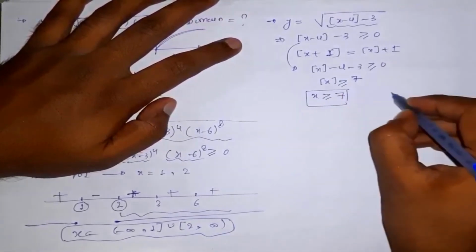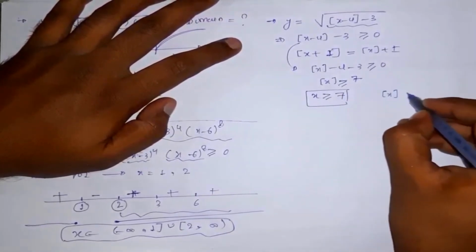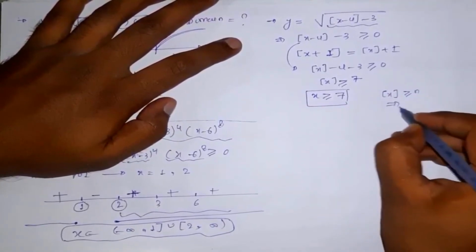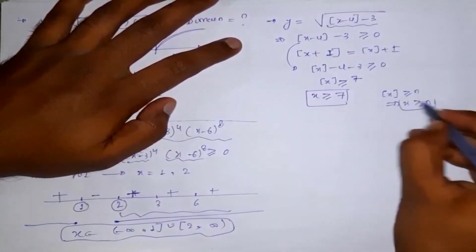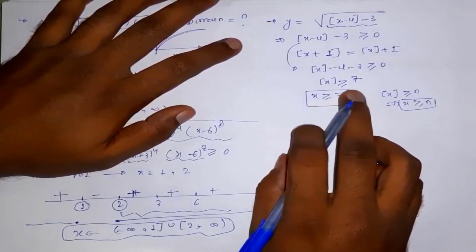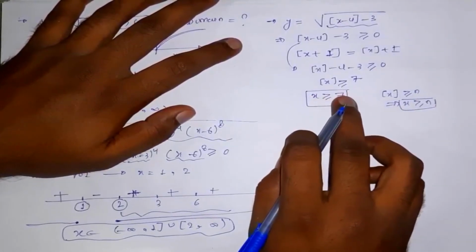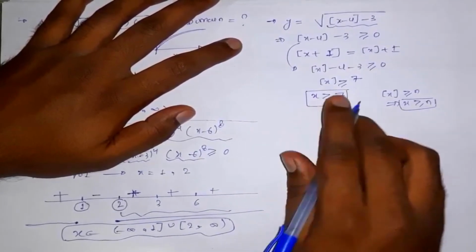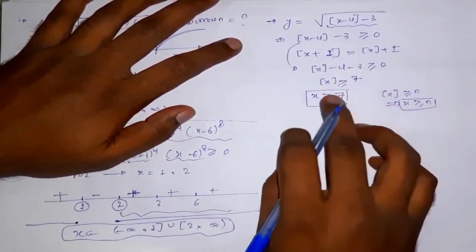I know that if integral part of x is greater than or equal to n, then x is greater than or equal to n. So this is the property. With that we can find x greater than or equal to 7. So this is the domain of this function. Okay, so the domain of this function will be like this.